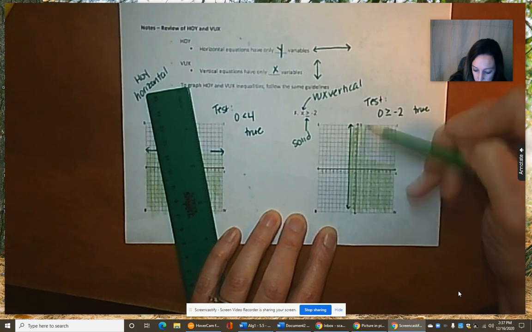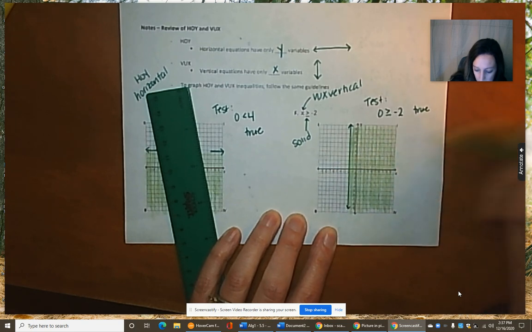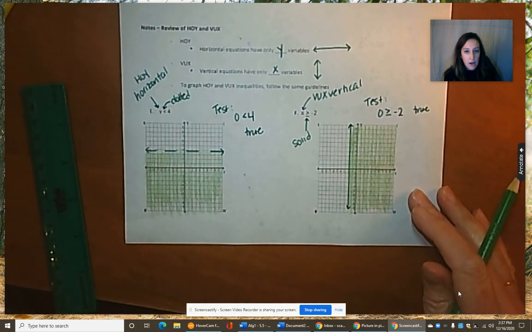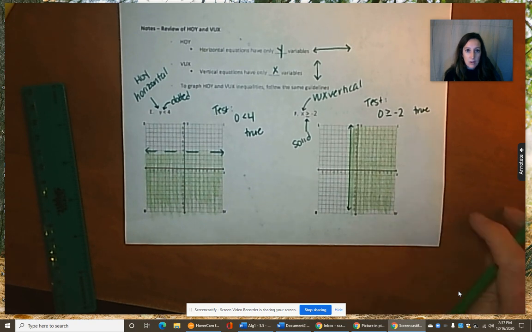If you skip the shading, your answer is not true. That's not a good graph. Every time that you have an inequality, you will have to shade. All right, so shading and test points are new to graphing inequalities. Everything else should have been a review.